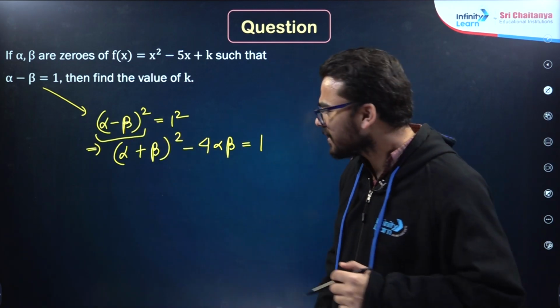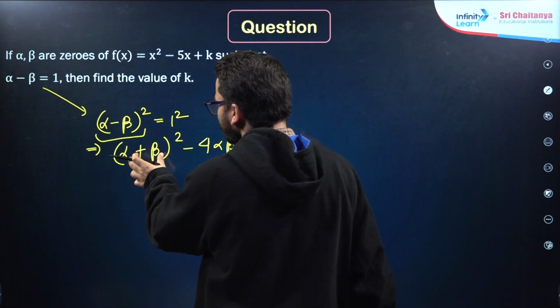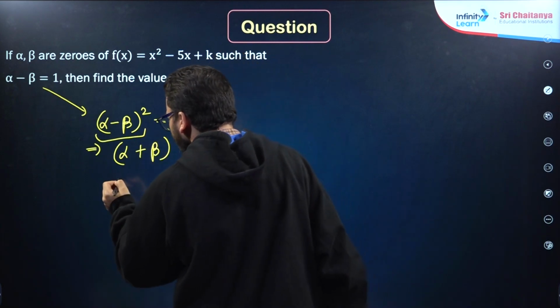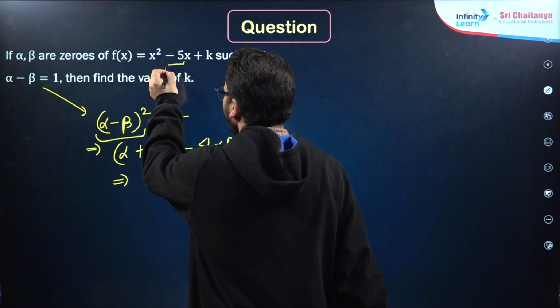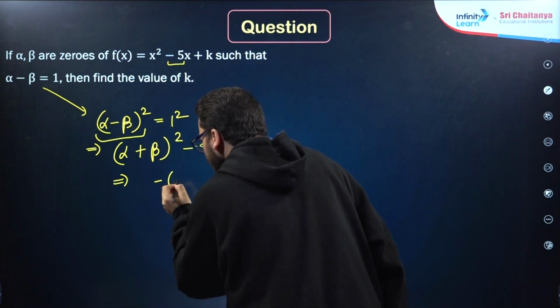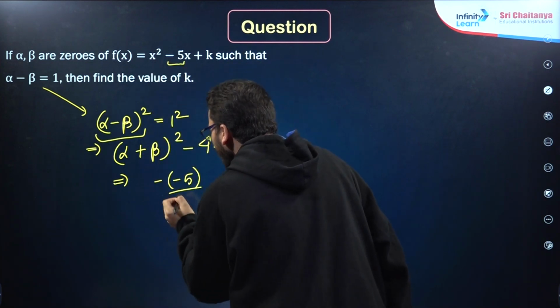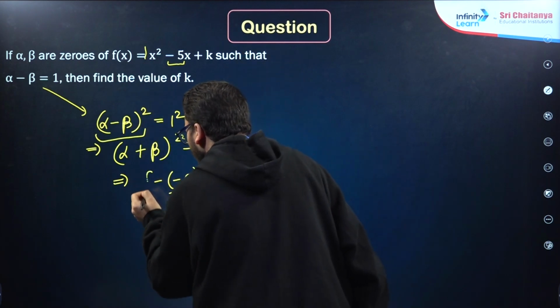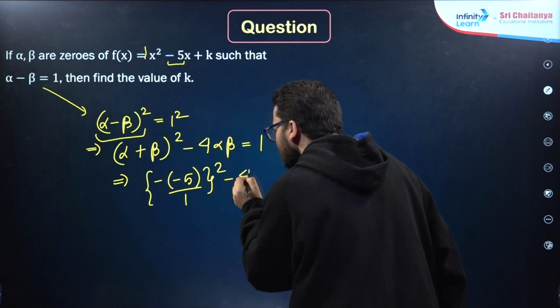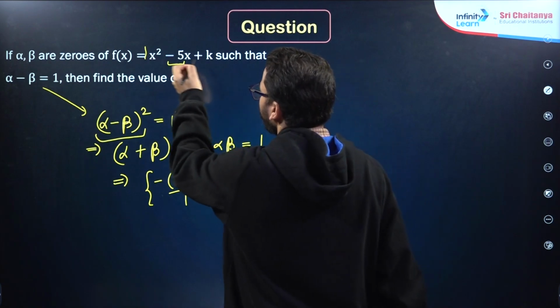Now you see over here, alpha plus beta is what? Minus b by a. So that is equal to minus, b is what? Minus 5, the coefficient of x. So minus 5, and a is nothing but coefficient of x square, that is 1. So the whole square. Then minus 4, c by a over here is what? K by 1.